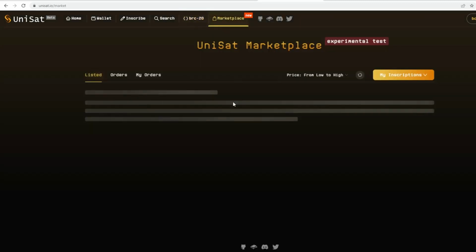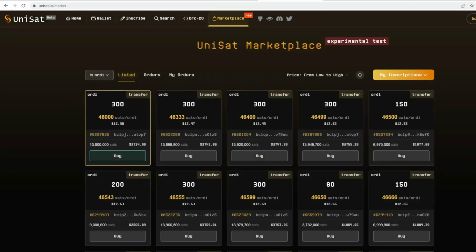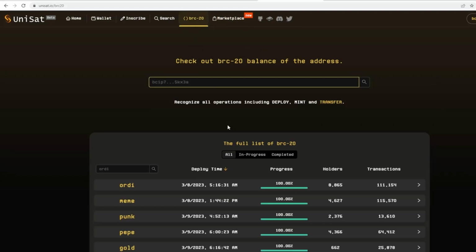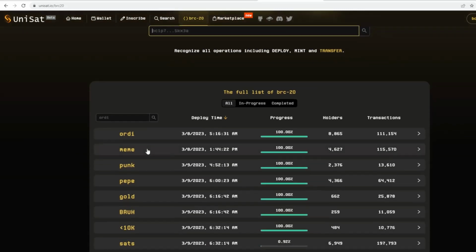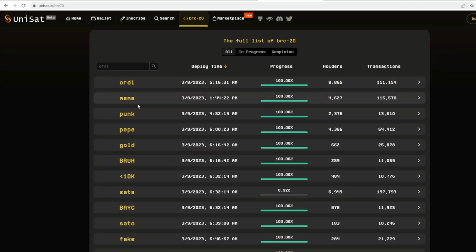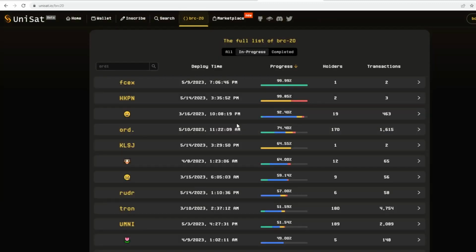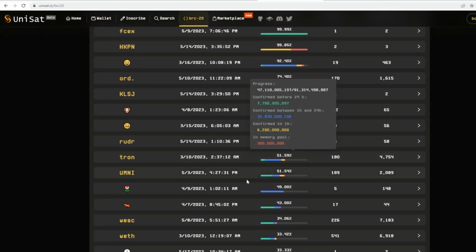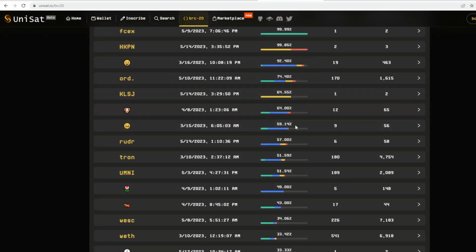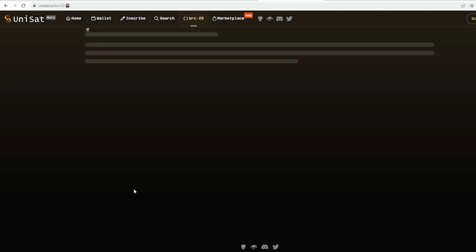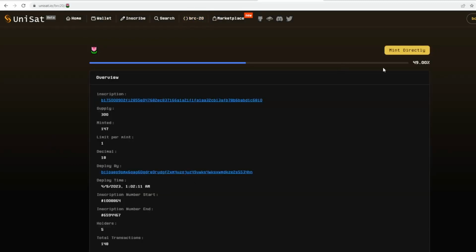If you want to take a look at a marketplace, in order to buy any existing ones, for Unisat you need 25 points to have access to buy on the marketplace. So what you basically do is take a look at anything that's in progress at the moment. Then you click on, let's say, ones that are less than 70% in progress. We'll just go for this one, for example, and then you can mint this directly.